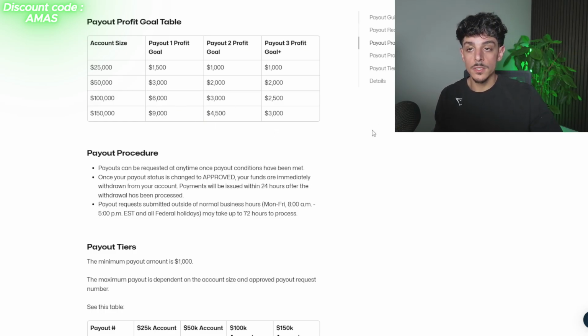On the 150K, it's different. You need to make $9,000 at first, all right, to get your first payout, which is a $3,000 payout. Then for you to request your second payout, you would need to make $4,500, and then for your third payout, you would need to make $3,000.